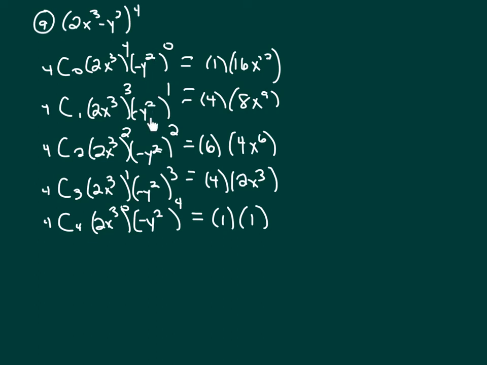So now we just have to complete this column. All right, again, anything to the 0 power is just 1. Negative y squared to the 1st, anything to the 1st is just itself. Negative y squared squared, well, a negative to an even power is going to be positive, so it's going to be positive y, and then 2 times 2 is 4, so positive y to the 4th.